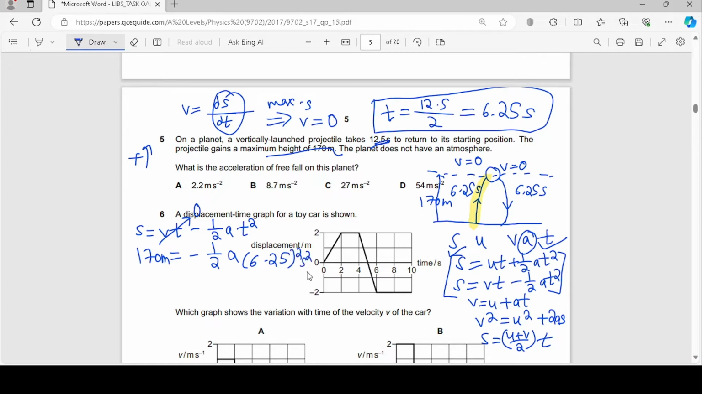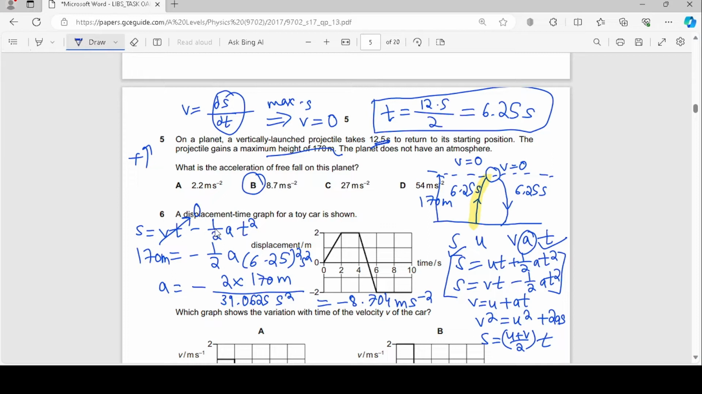seconds squared. So then my answer is going to be a equals, I'm going to rearrange this, minus 2 into 170 meters divided by 6.25 squared, which is actually 39.0625 seconds squared. So 2 into 170 divided by 39.0625 gives you 8.704 meters per second squared. And obviously if you look at the options, the answer is B.